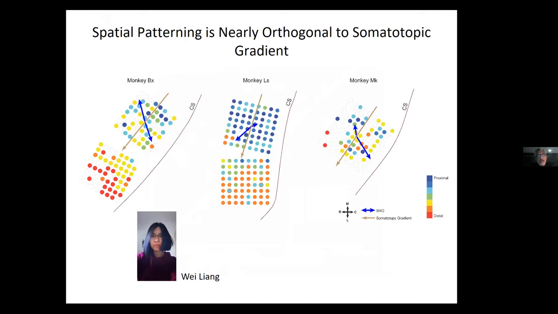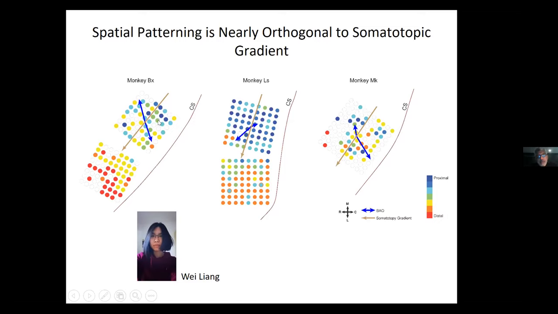So finally, I wanted to show you how this BAO axis relates to the natural somatotopic organization of motor cortex. In this slide, what I'm showing you in the heat maps are not attenuation times, but rather the effects of suprathreshold stimulation on different electrodes, looking at the effects on muscle twitches in different parts of the arm. In monkey BX, you can see we've got two 8x8 electrodes, also for monkey LS. But for monkey MK, we only have one array.